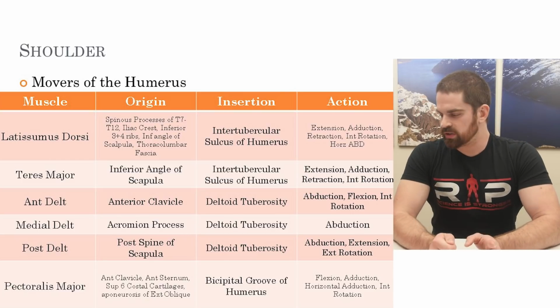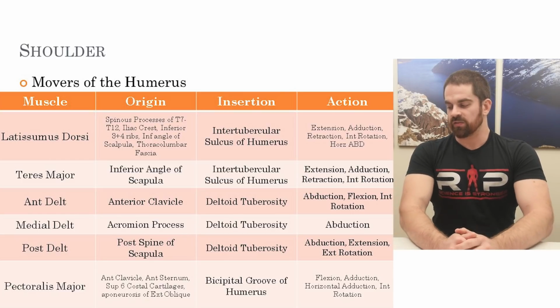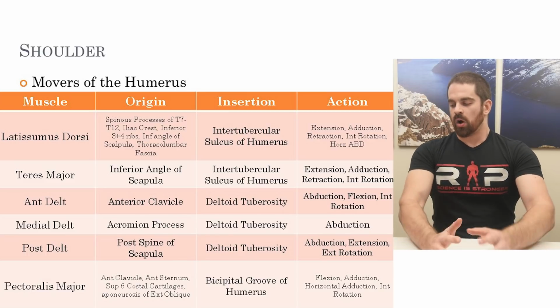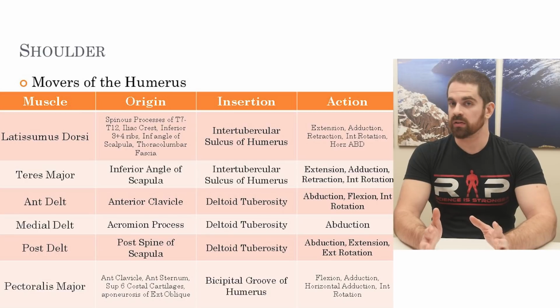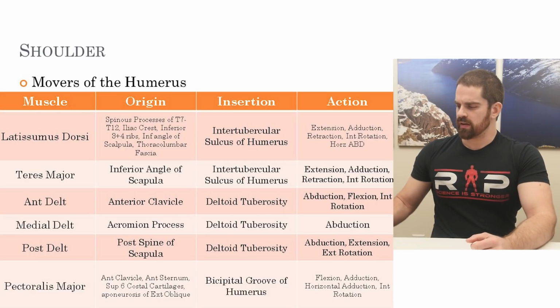Anyways, getting back to it, what does the pec do? Well, the pec's involved in flexing the shoulder, adducting, horizontally adducting, and internally rotating that humerus. So lots and lots of stuff there. So let's go on to the next one real quick.